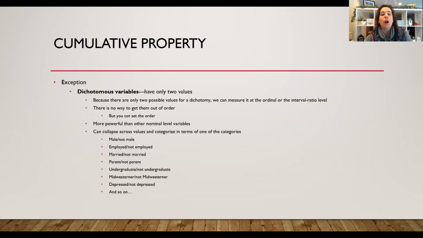Okay, so there are exceptions to that, and that is with dichotomous variables. Those are variables where you only have 2 options in terms of the value. So again, gender could kind of qualify in that. We need to refresh some of that. But employed versus not employed, parent versus not parent, depressed versus not depressed. So it's one or the other. So those are the only 2 choices you have.